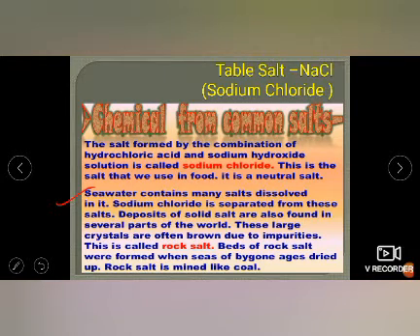Sodium chloride is separated from those salts, and deposits of solid salt are also found in several parts of the world. These large crystals are often brown due to impurities. This is called rock salt. And beds of rock salt were formed when seas of bygone ages dried up.